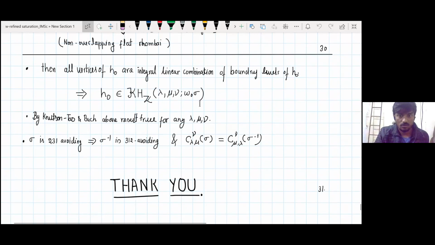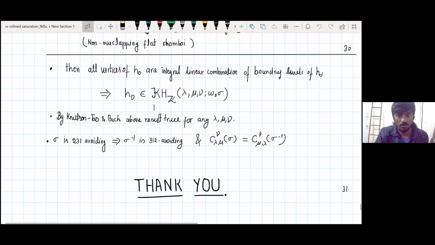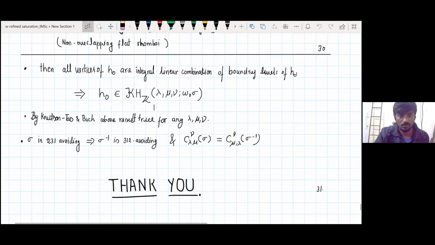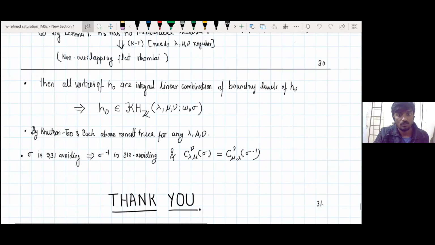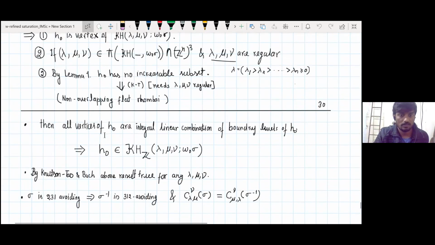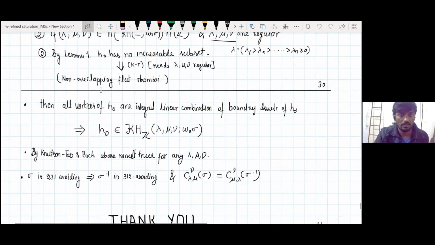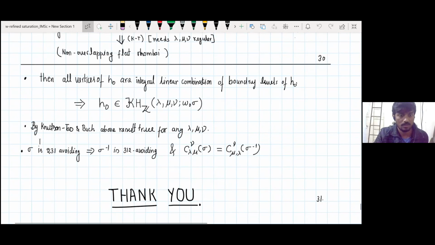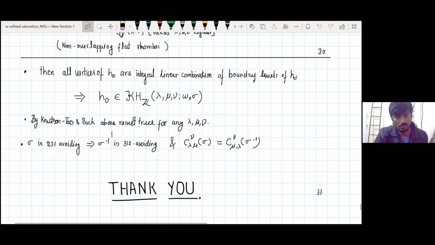So that's the sketch of proof of our theorem. And here we took lambda mu nu regular. If lambda mu nu is general, that follows by some continuity argument and linear functional argument. That is also the Knutson and Tao argument, and that can also be applied in our situation. So this is proved in general. This holds in general.